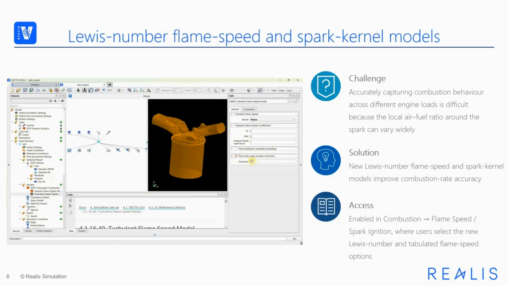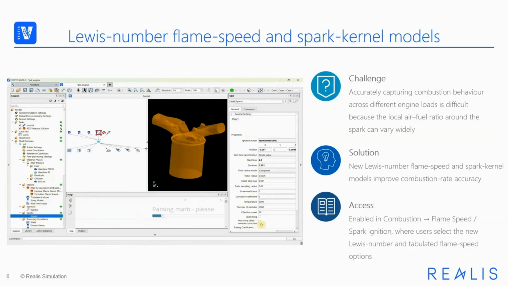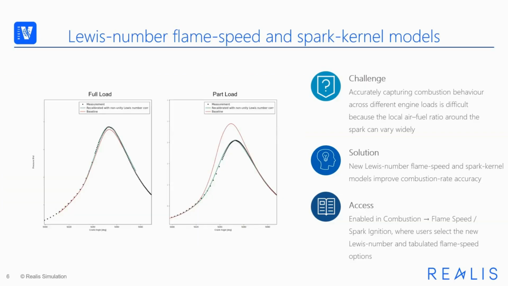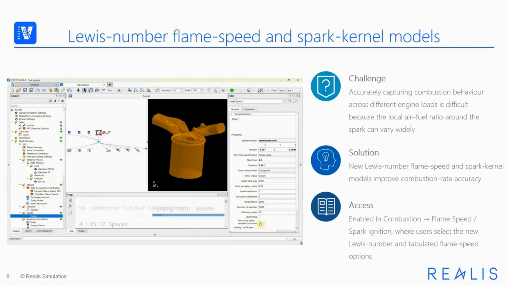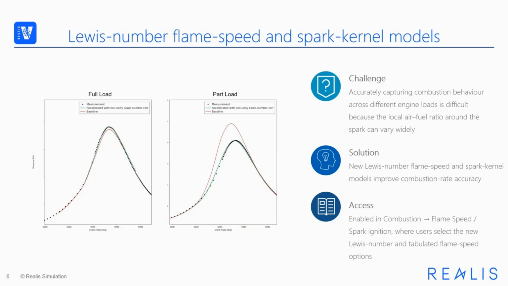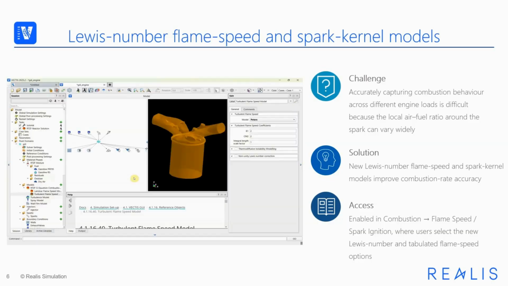In Vectis 2025.2 we introduced the new Lewis number flame speed and spark kernel models that capture these effects more accurately. So you can enable these options directly within the GUI, within the combustion, flame speed and spark ignition settings, and activate the Lewis number models, and this gives better combustion rate predictions, particularly near the spark where the flame kernel forms and grows, resulting in simulations where we get good predictions from different load cases using a single set of parameters for each case.